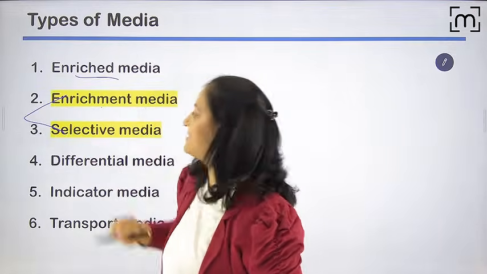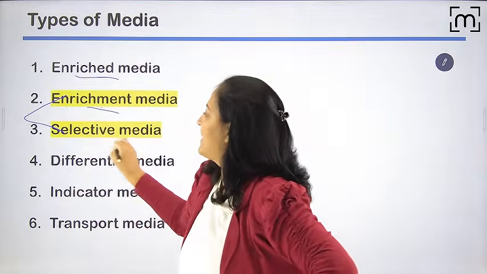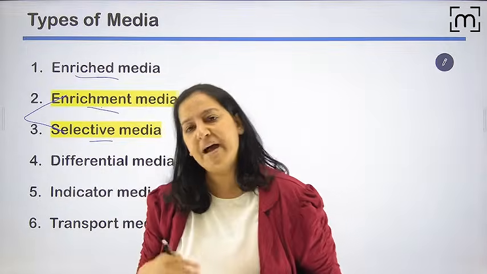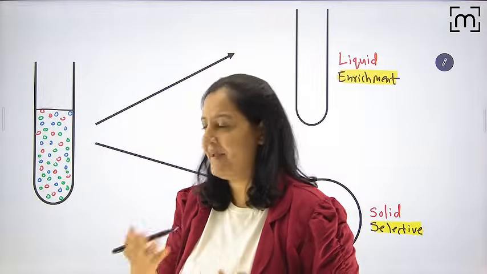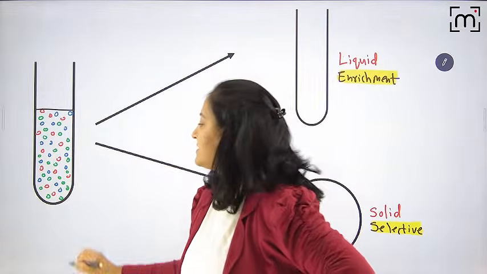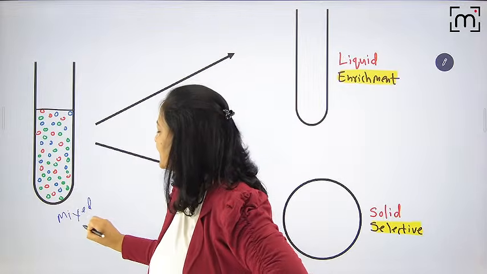Enrichment and selective are same. They are same. Only a minute difference. I will explain. Enrichment and selective are same. Listen, I'm having a wish. Can you fulfill it? Wait. Let me ask it before you comment. Let me ask. See the specimen. Listen to my wish first. This is a mixed specimen.